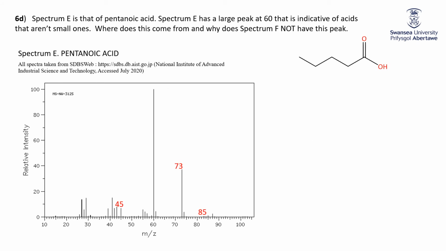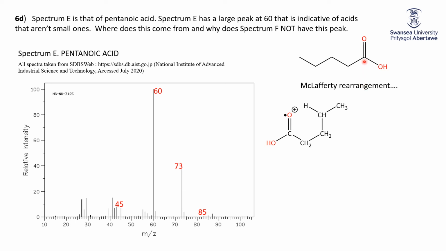Finally, spectrum E, going back to pentanoic acid, there is that peak at 60 that I mentioned. Where does it come from? And the answer is it comes from the nice McLafferty rearrangement. So we get down to where we have the electron that goes from one of the lone pairs on the oxygen. So we have the radical cation of the oxygen.